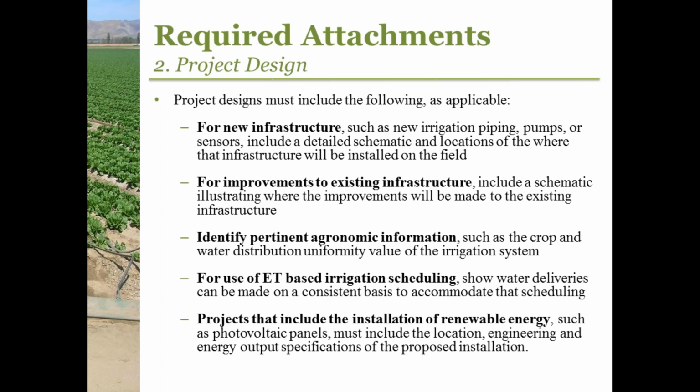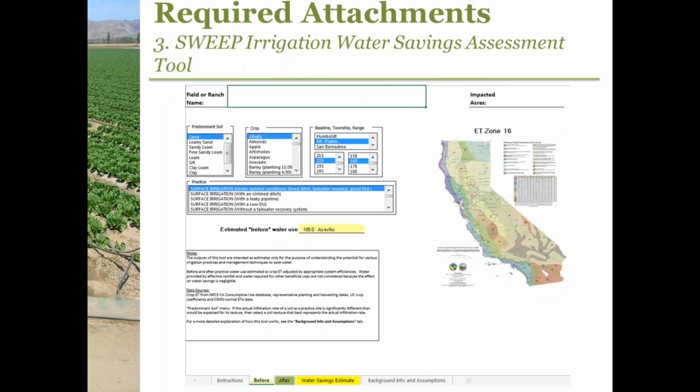to accommodate that scheduling. Projects that include the installation of renewable energy, such as photovoltaic panels, also known as solar panels, must include the location, engineering, and energy output specifications of this proposed installation. We need to know that information for the greenhouse gas calculator, so it's important.